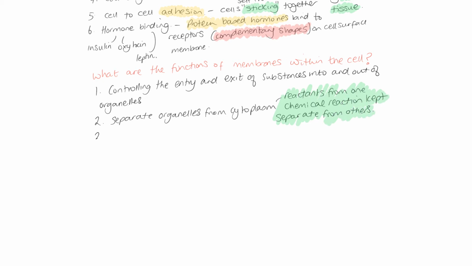Number 3, provide internal transport systems. For instance, the rough endoplasmic reticulum and the Golgi body provide a transport system for proteins as they are being translated and being modified so they can be used within the cell or secreted out of the cell.